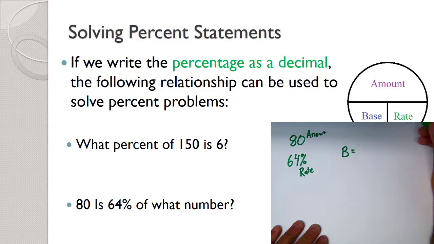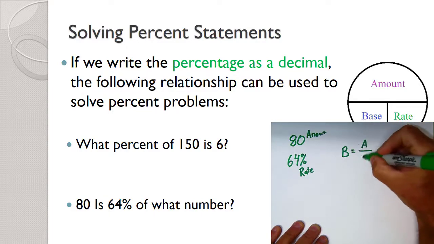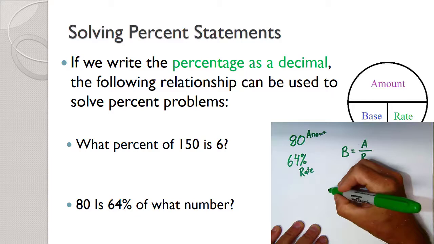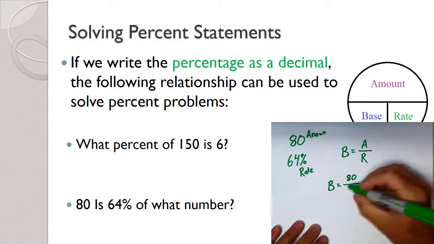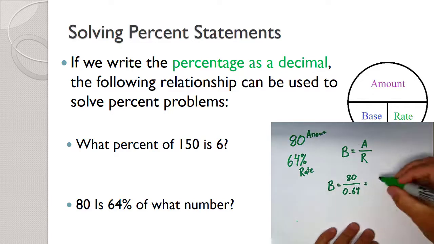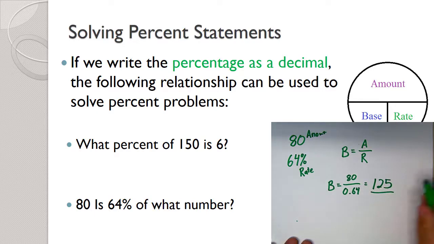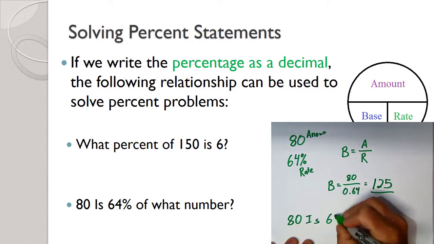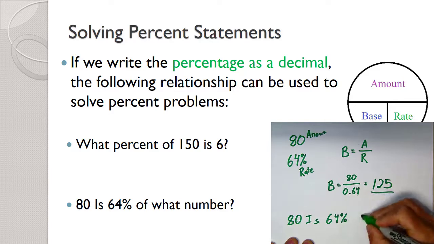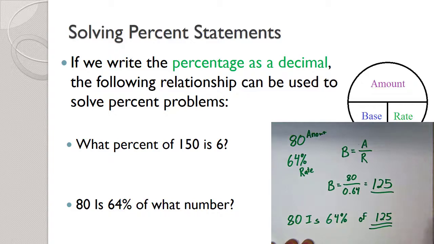Our wheel says that to find the base, we should take the amount and divide it by the rate in decimal form. Let's do that. Our base then is the amount, 80, divided by the rate, 0.64. 80 divided by 0.64 is 125, and that answers our question. We can then say that 80 is 64% of 125. So in other words, if you took a test with 125 points and you got 80 right, you would have earned 64%.